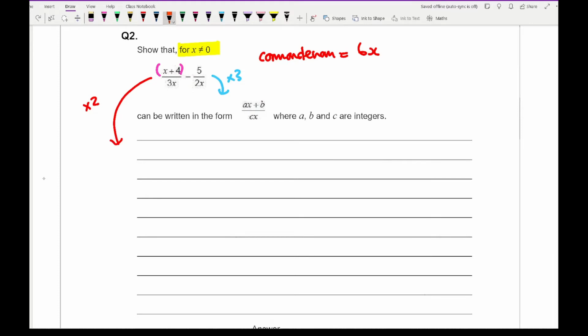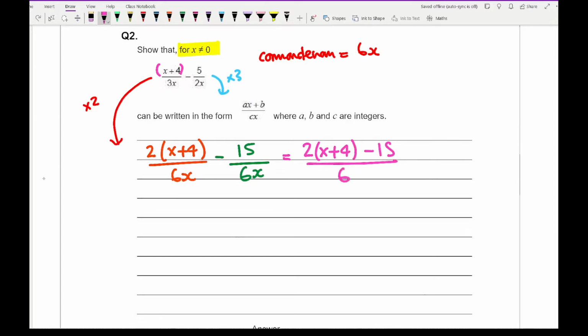So here, multiplying that first fraction by 2, I end up with 2 times x plus 4 over 6x, and then minus, multiplying that second fraction by 3, so that's going to be 15 over 6x. And then once the denominator is the same, I can join the two numerators together, so I've got 2x plus 4 minus 15 all over 6x.